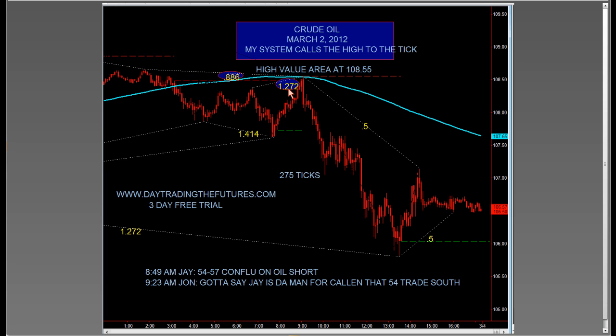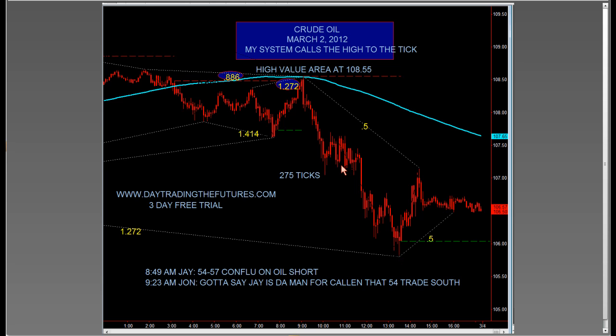In fact, 1.272 is a confluence number with an 886. This high level with this previous high level was an 886 from this high. This is a 1.27 retracement. Every time I see these two levels that coincide together, it's a major top, major bottom. In fact, it's a 1.272 low for the trading day also. So not only did we catch the high, we caught the low in the swing.